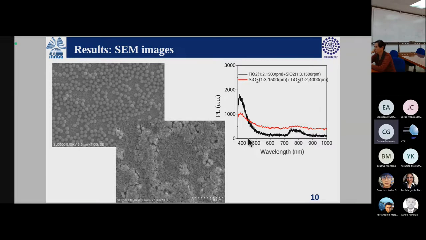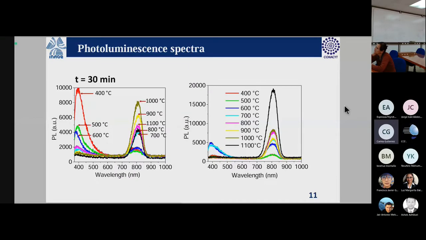In both cases the first maximum is located at 400 nanometers, and there is a second peak located between 700 and 800 nanometers. This is before the thermal treatment, but after we apply the different thermal processes, we can identify this.